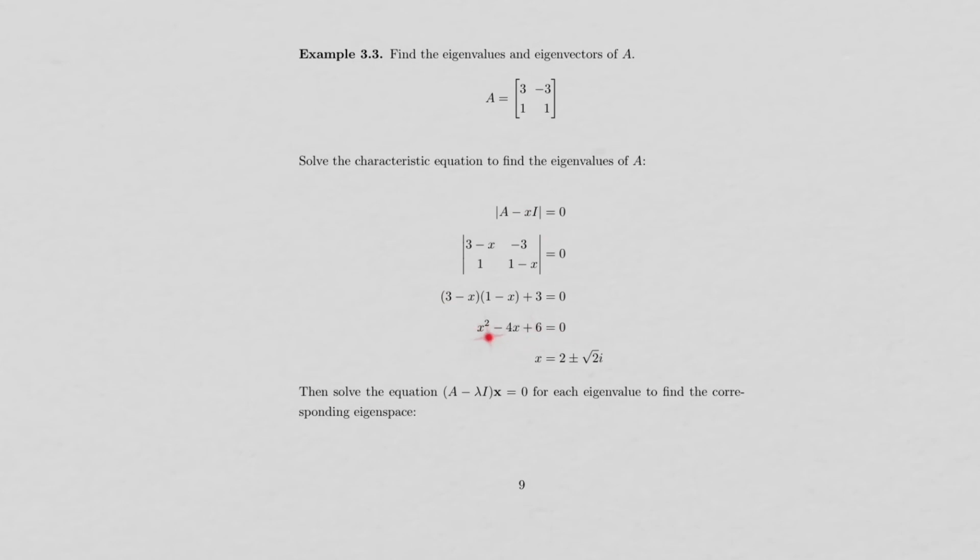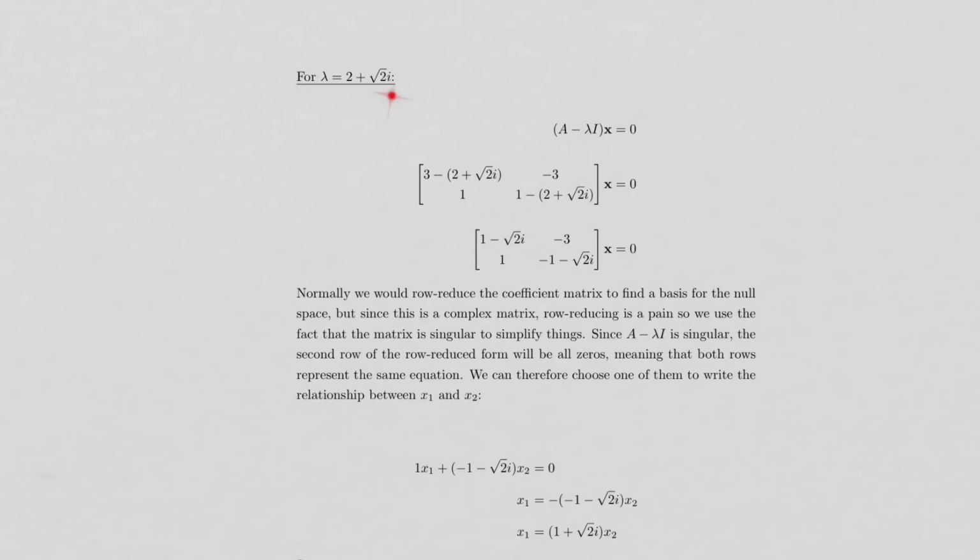This, if you try to factor it, you won't be able to. So you can use the quadratic formula to find that x is 2 plus or minus the square root of 2 times i. So we've got two complex eigenvalues, 2 plus root 2i and 2 minus root 2i. So we'll start with 2 plus root 2i. We do the same thing. We're going to replace lambda with 2 plus root 2i. So we do that here and here, and then we can simplify like this.